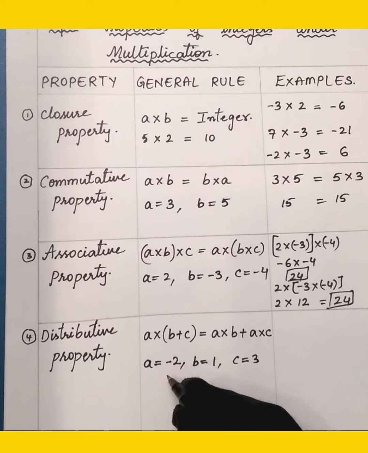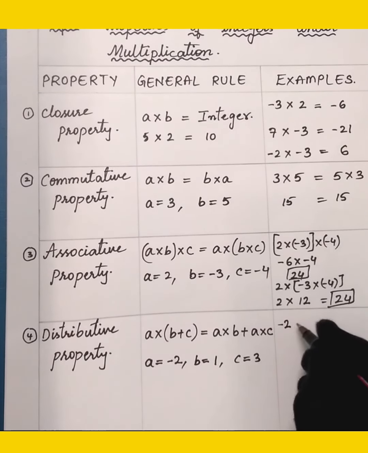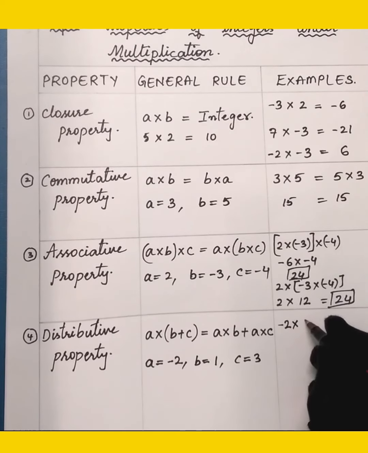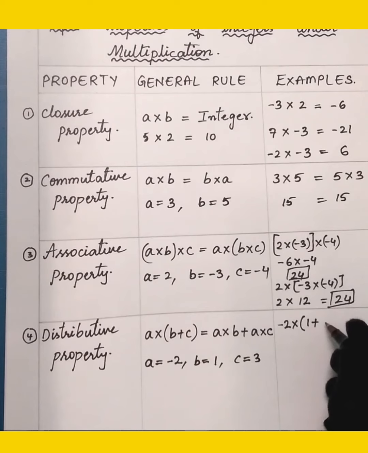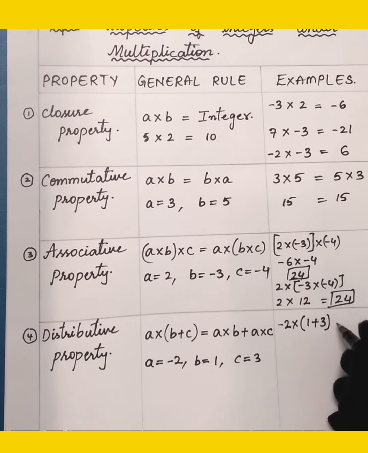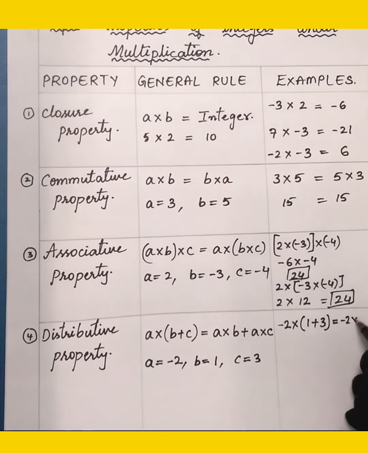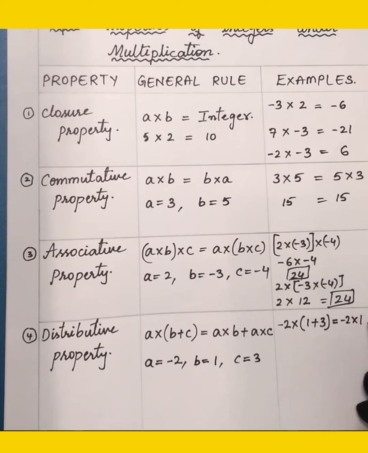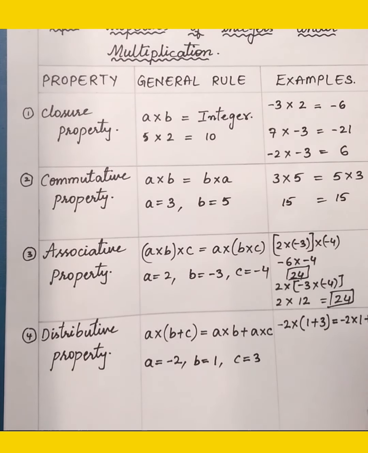What is a here? a is equal to minus 2. So minus 2 into what is b here? 1, plus what is c here? 3. It will be equal to what is a? Minus 2 into what is b? 1, plus a is minus 2 into what is c? 3.